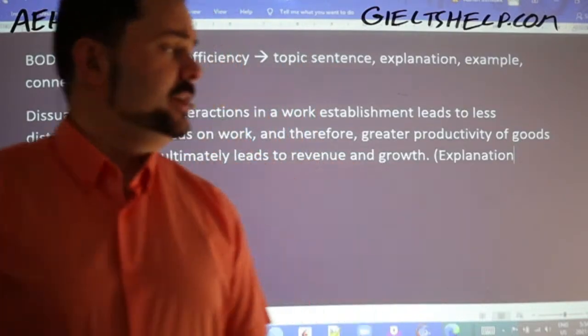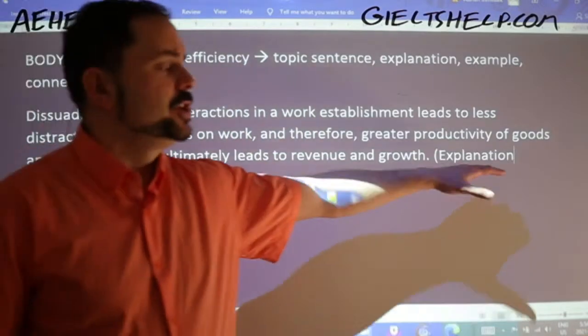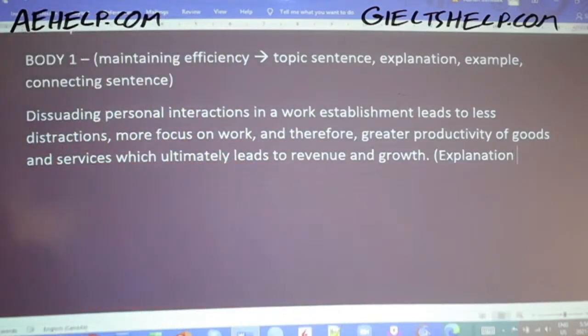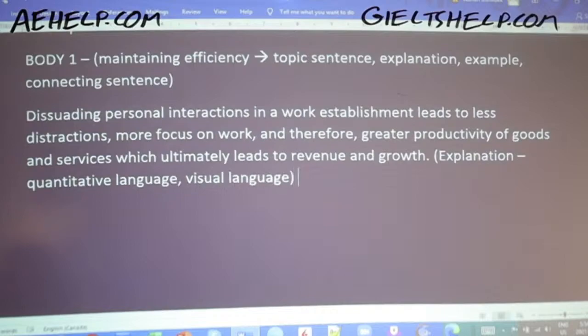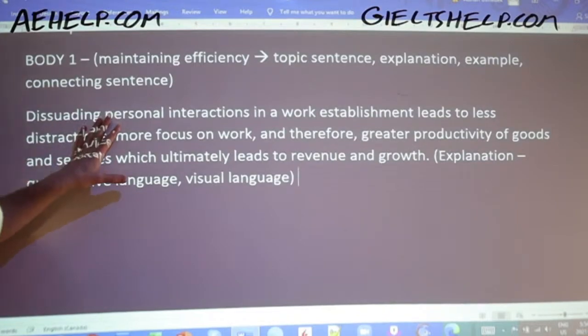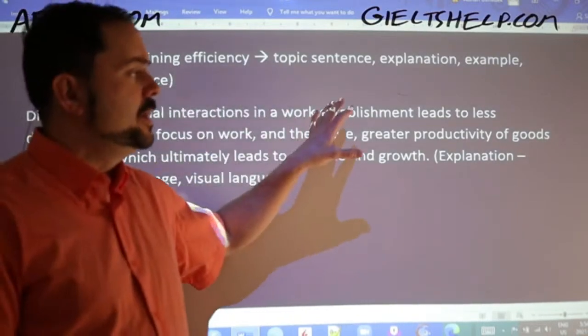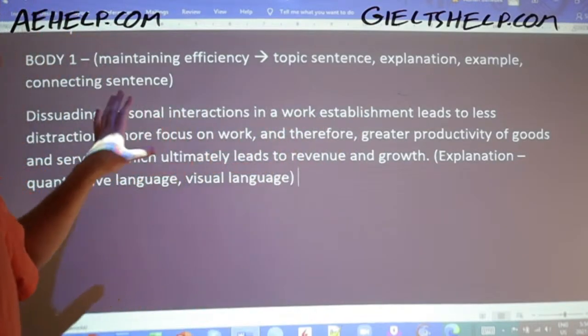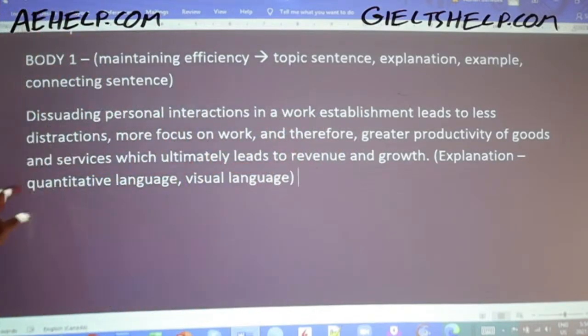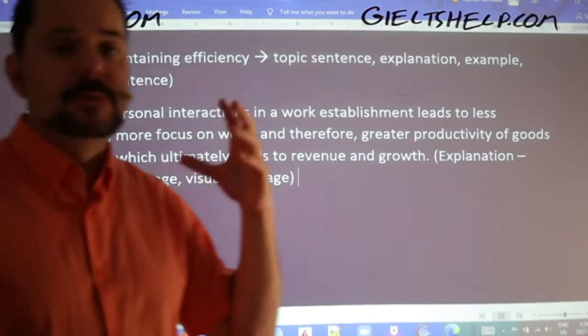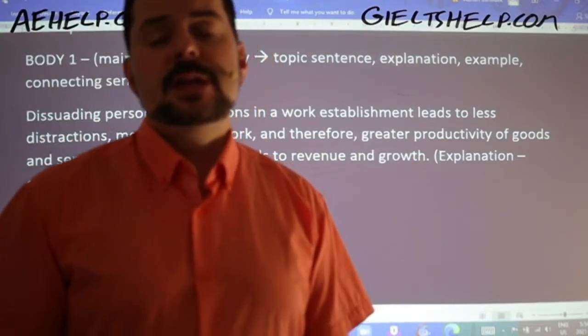Yeah. Janil, very good. So Janil says, in the explanation, we should focus on quantitative language and on visual language. Yeah, absolutely. Okay. So when you're thinking about these ideas, then you need to think about how can you explain this with some numbers, okay? And how can you start to create kind of an image for the reader?